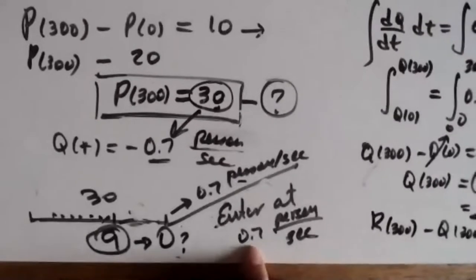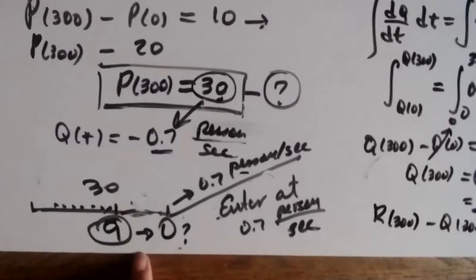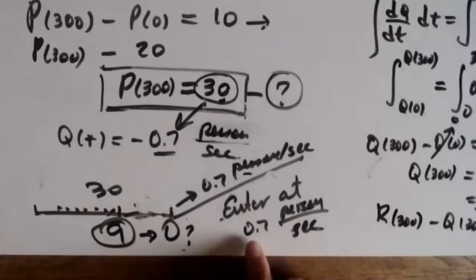For example, you enter at 0.7 persons per second. In 10 seconds, how many persons enter? 7, correct? If you have 9, it's going to take more than 10 seconds to empty the line, correct? You enter 0.7 per second, so in 10 seconds, 7 enter.